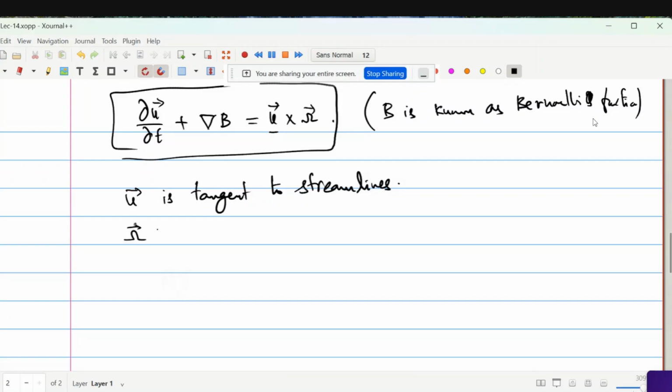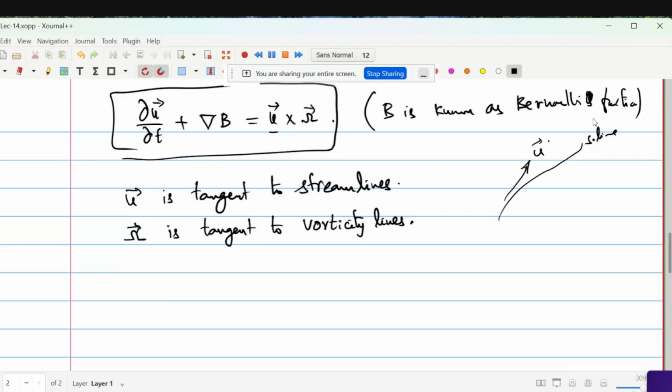What is omega bar? In the same way we define it, but you can't imagine your omega bar. Omega bar is a vector tangent to vorticity lines, or vortex lines. We call these vorticity lines. This vector is tangent to vorticity lines. You can't imagine it right now. If the flow is like this, those tangents are your u. This we know, you can imagine these are your streamlines.